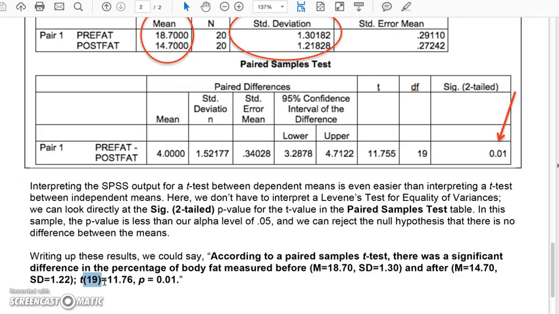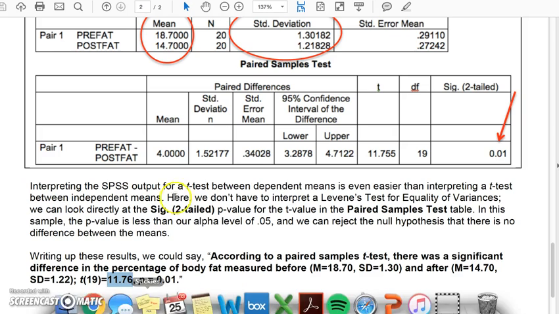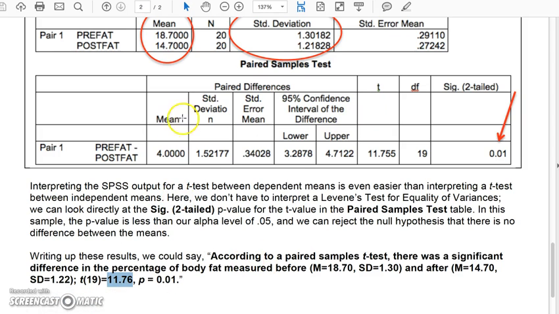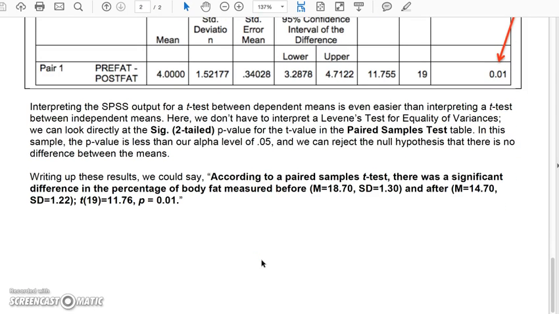T, and in parentheses, the degrees of freedom. Where in this table do you see a 19? Right here. Here's our degrees of freedom. Very easy and clear. Equals, then we want our t-value. Where can you see 11.76 in this table? There it is, 11.76, rounded to the nearest second decimal place. And then we put in our p-value. P equals 0.01. There it is. And that's how you write up a paired samples t-test.